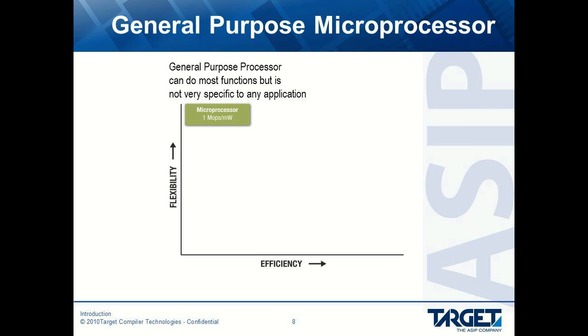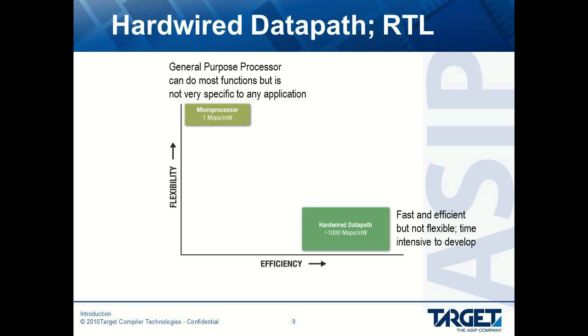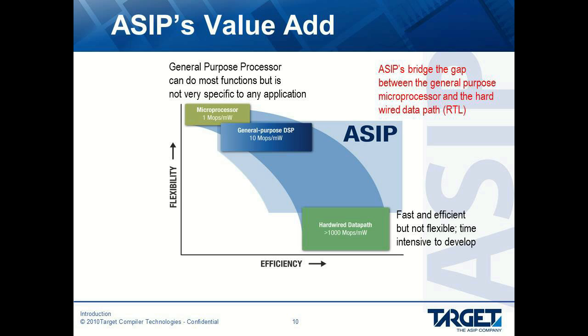You can think of it like this. If we look at efficiency along the x-axis and flexibility along the y-axis, a general-purpose microprocessor is very flexible. It can be used in almost any application. In contrast to the microprocessor, you have a hardwired data path, a fixed function RTL. It's very efficient, low power, but not flexible. You can't reprogram it should you make a mistake, and it takes a lot of time to develop.